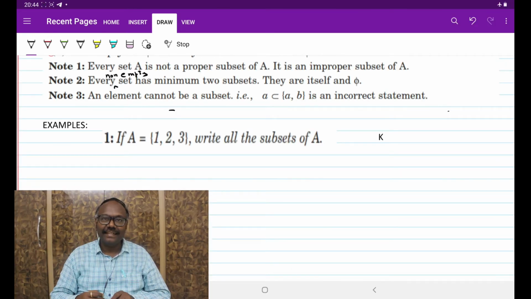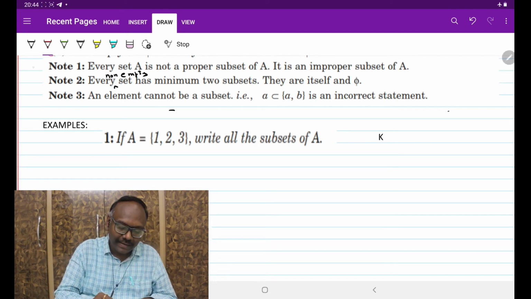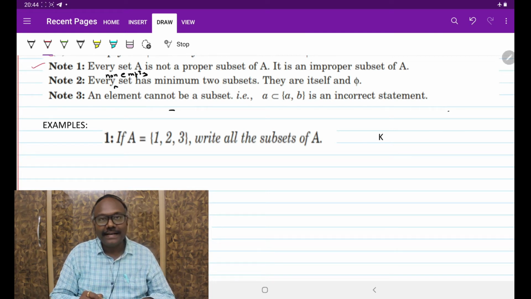Now let us see the important notes. The first point, every set A is not a proper subset of A, it is an improper subset of A. That is the first point to be noted. And the second point, every non-empty set has a minimum of two subsets, that is the set itself and the null set, whereas in the case of null set we have only one subset.